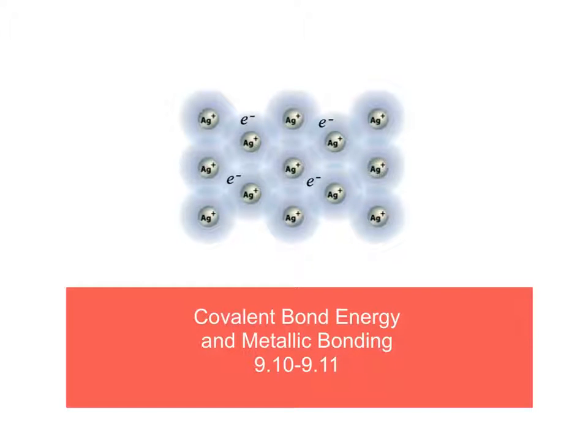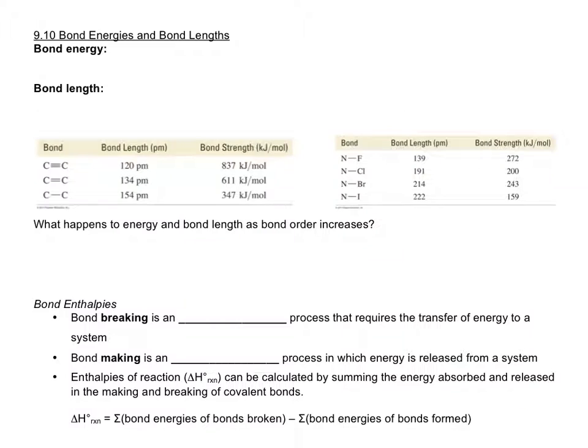Today I'm going to talk about covalent bond energies, which we talked about a little bit in the last chapter with thermodynamics, and also metallic bonding. So first, just to define bond energy. The bond energy is the energy required to break 1 mole of the bond if it's in the gas phase. And some of these are listed here.